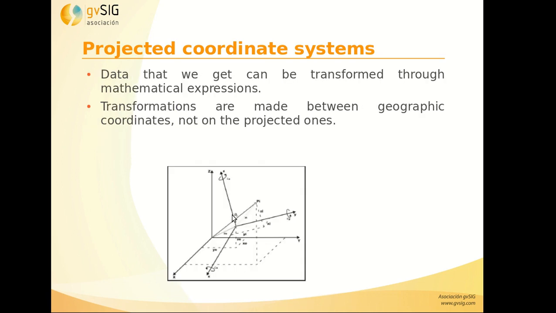We can also transform between different reference systems. If we reproject from one reference system to another one, sometimes we have to apply transformations, because if we don't apply them, we can get an error. When applied correctly, we can see both layers overlap correctly.